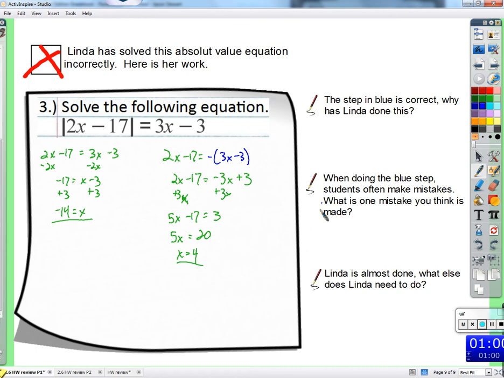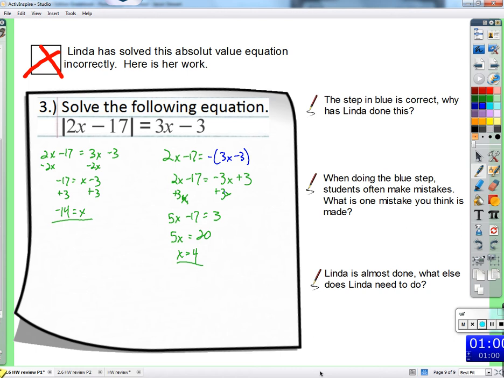Linda has done some things correctly, but overall she's not completely correct. The step in blue is correct. Why has Linda done this? The step in blue. Justin? Because that makes it so she would have to be negative of the other side. Yep. So that's just the other possibility.